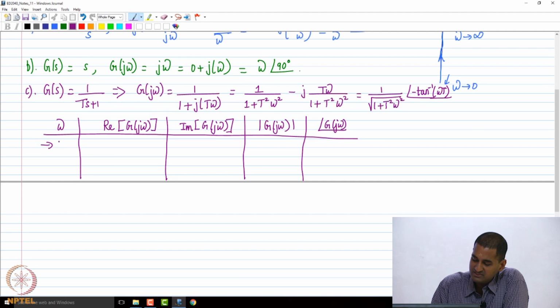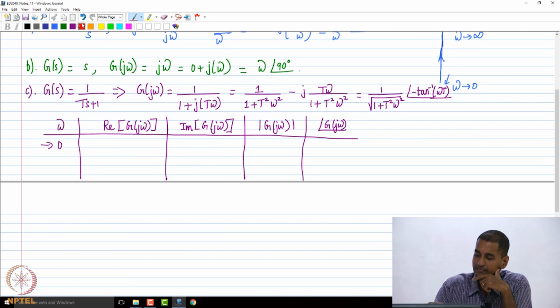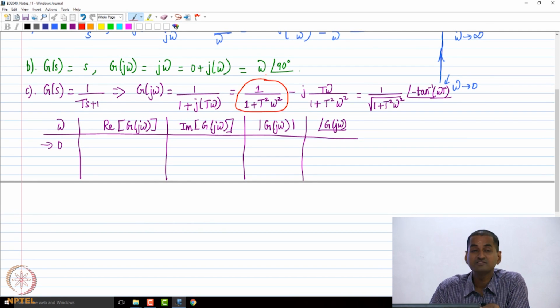As ω tends to 0, what do you think will happen to the real part and the imaginary part? Look at the real part. What is the real part? 1 divided by 1 plus T squared ω squared, right? As ω tends to 0, it's going to go to 1. What can you say about the imaginary part? 0. Please note that the imaginary part is always going to be negative, and the real part is going to be positive.